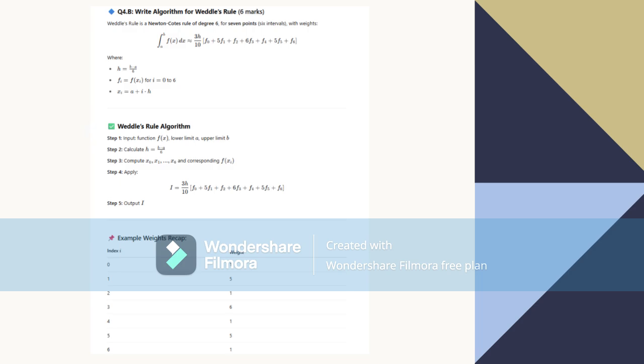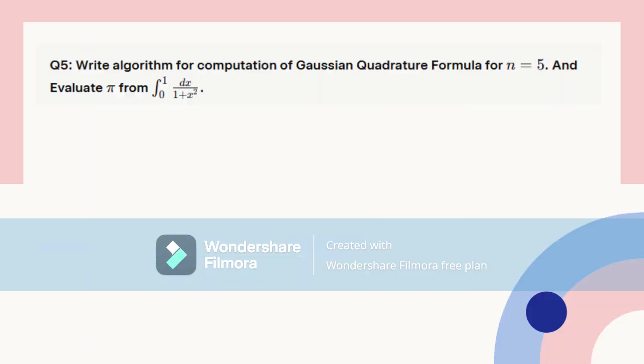Now question number 5: write the algorithm for computation of the Gaussian quadrature formula for n is equal to 5 and evaluate pi from the integral of 0 to 1 of dx upon 1 plus x square.